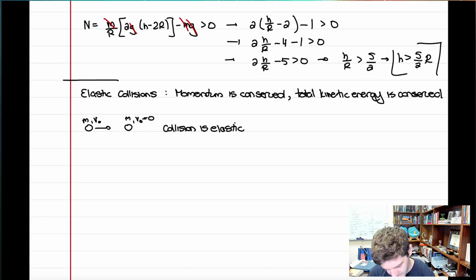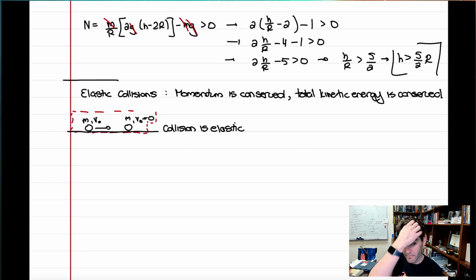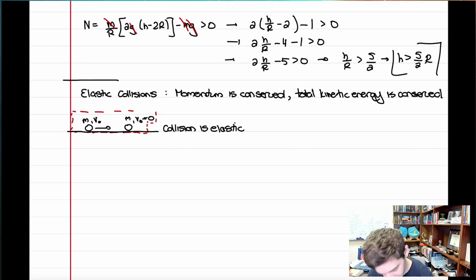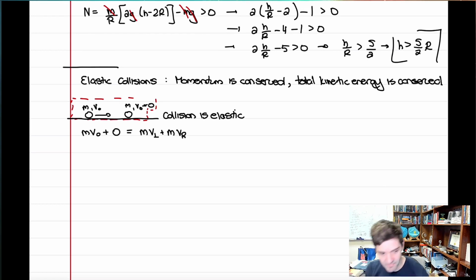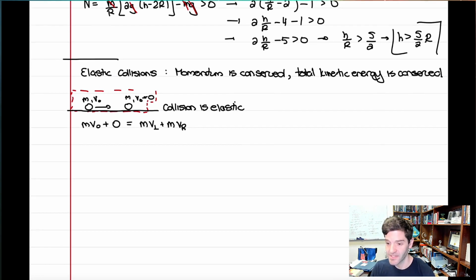Now again, if I make my system the two balls, and assuming they're on a frictionless surface, momentum is conserved in the horizontal direction. So I expect m v naught plus 0, the momentum before, to be whatever the momentum is after. So it might be m v_l for the left one, and then m v_r, whatever the momentum is for the right ball after the collision. Now let's have both balls be the same mass to make my life easier.